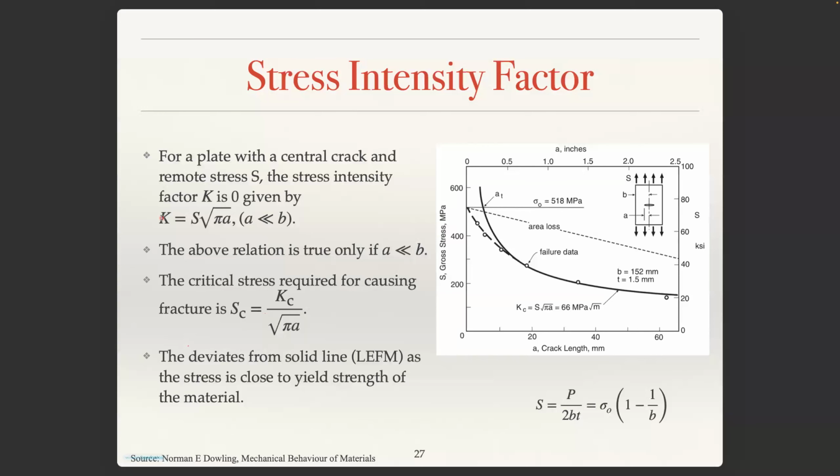Joule per meter. This is MPa root meter. They are two different quantities, but they are connected. I will show you the relationship between K and G in a moment.